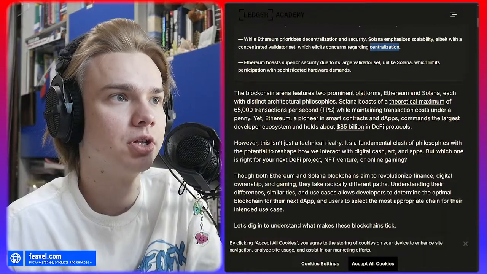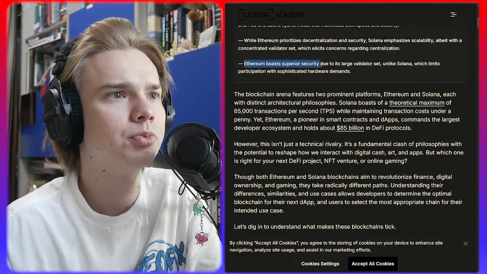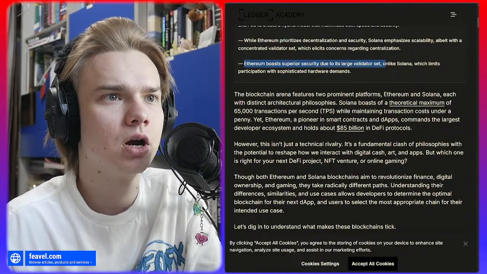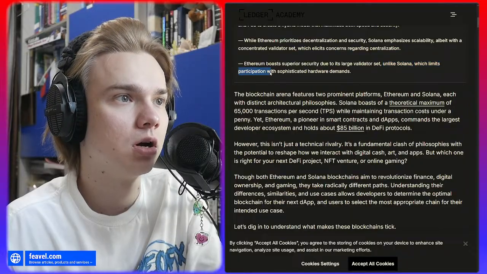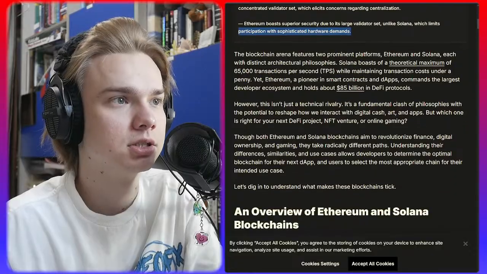It makes no sense, but let's continue. Ethereum boasts superior security due to its large validator set, unlike Solana, which limits participation with sophisticated hardware demands.